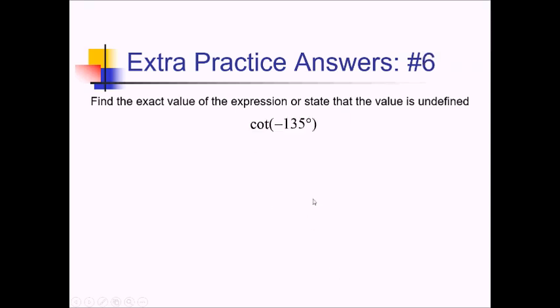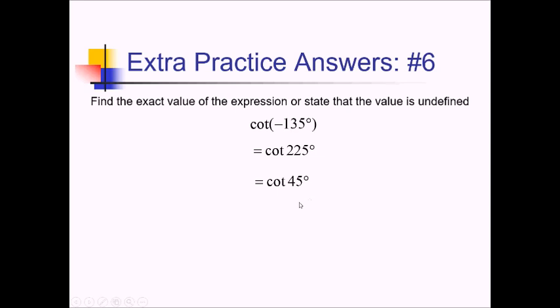To make my life easier on this problem, I'm going to start by adding 360 to get a positive angle. So this is going to be cotan of 225. Now that's 45 degrees away from the 180 line, so that's our reference angle, 45. And in quadrant 3, cotan, just like tangent, we're talking about the slope of the angle. That's going to be positive. So this is positive cotan of 45 degrees.